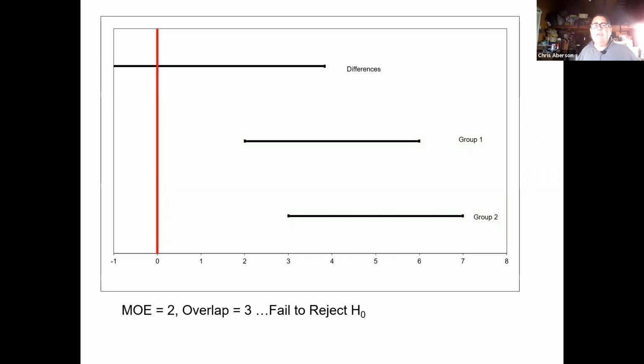Here we see a situation where group 1 and group 2 overlap quite a bit. They overlap by about 3 points. The margin of error is 2 as before. Again, that's just the length of these bars divided by 2. So in this case, we would fail to reject the null.